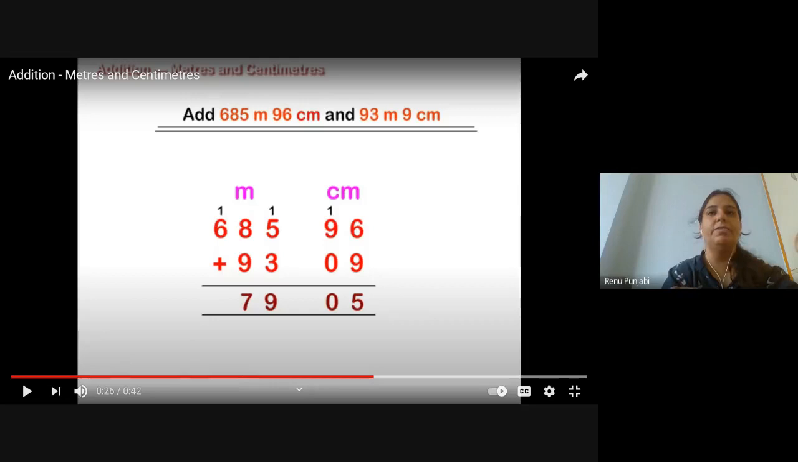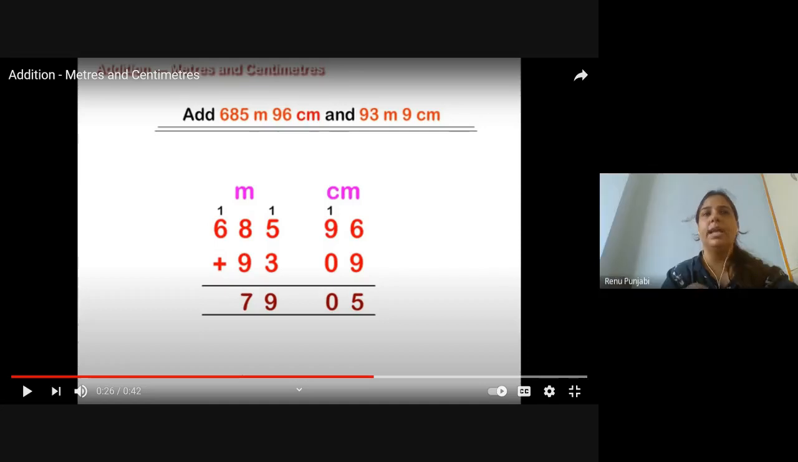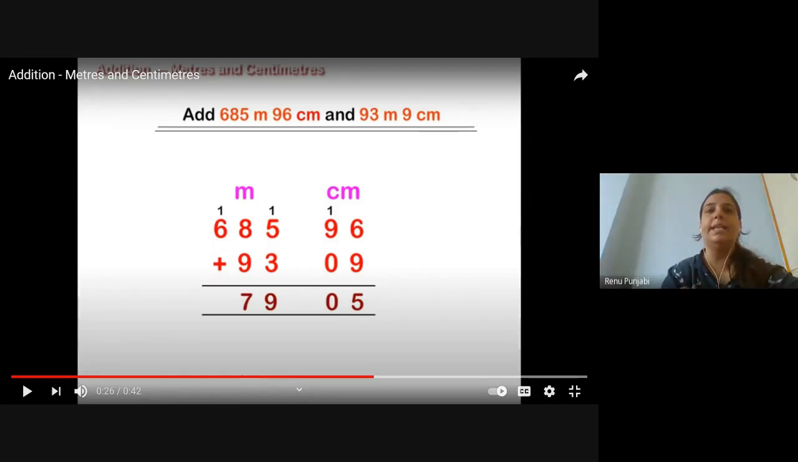Vihan Vyas will tell me, Vihan, now which number will we add next? 9 plus 9. Where is 9? 6 plus 9 is already added. 9 is having 0 under it. 9 plus 0 is 9, and plus 1, which is the carryover, is what? 10. So do we write the 10 here completely?